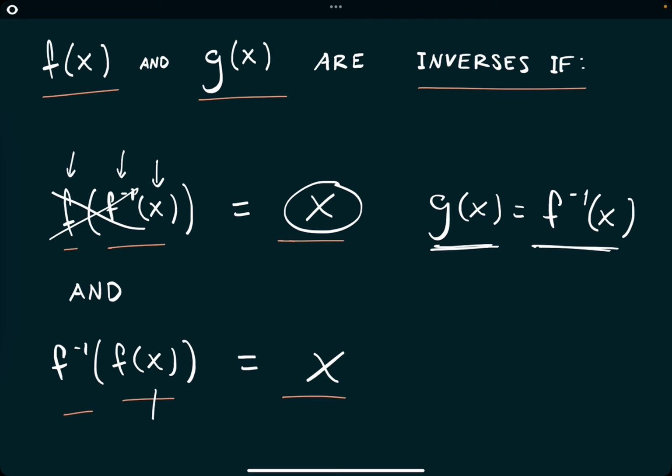And same thing the opposite direction. If you plug x into the function f, but then you plug that into f inverse, then again, f inverse will kind of reverse the effect that f had on x, leaving us with just x.